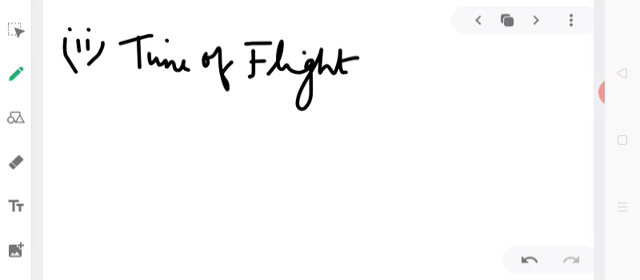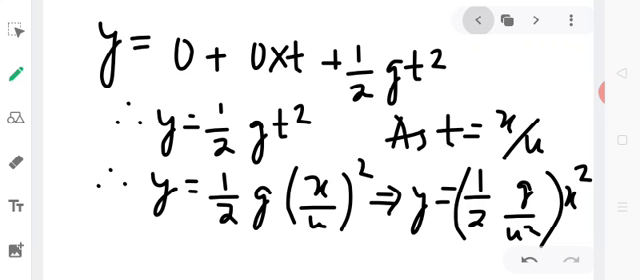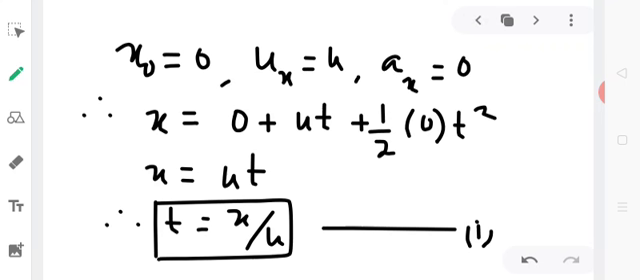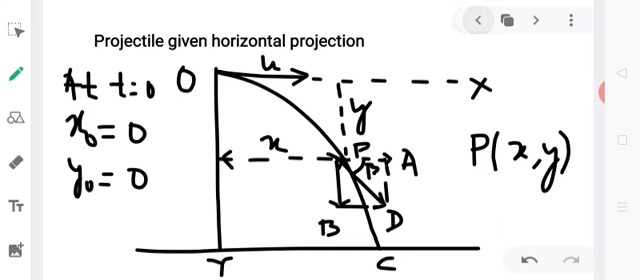Next we shall find out the time of flight. What is time of flight? It is the total time for which the projectile is in flight. That is the time taken by object to go from O to C. Let us go back to the figure. The time taken by the projectile to go from O to C.